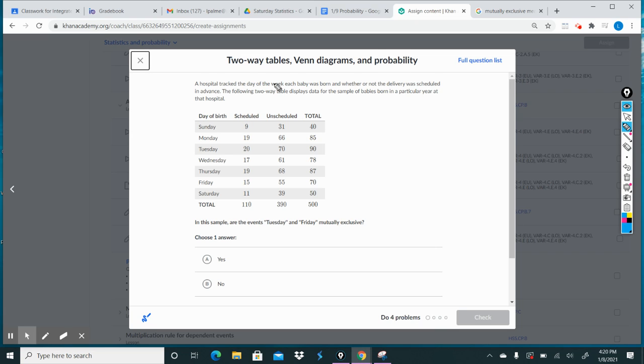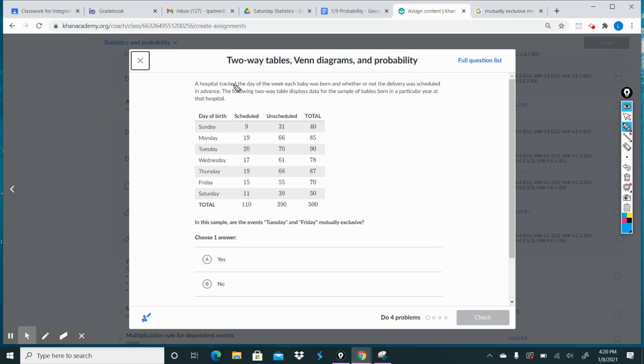Okay, in this video, we are talking about two-way tables, Venn diagrams, and probability. So you'll be either working with two-way tables or Venn diagrams or just with randomly mentioned word problems.